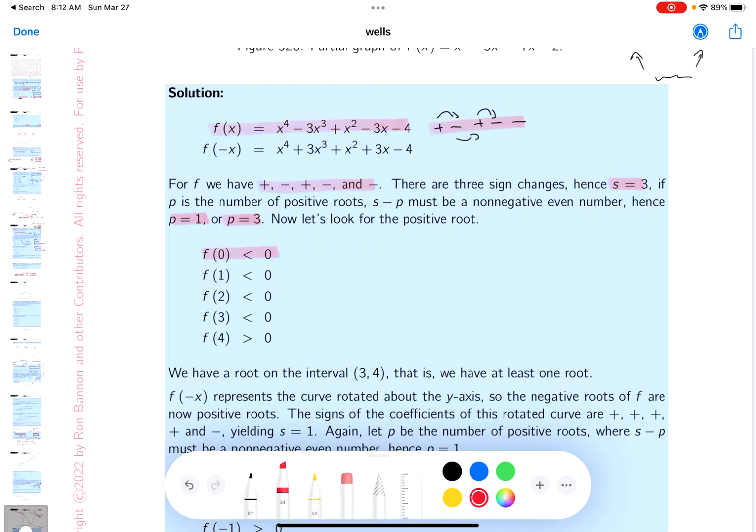F of 0 is below 0. F of 1 is below 0. Sorry about that, I got to get my pen back. F of 2 is below 0. F of 3 is below 0. F of 4 is above 0.